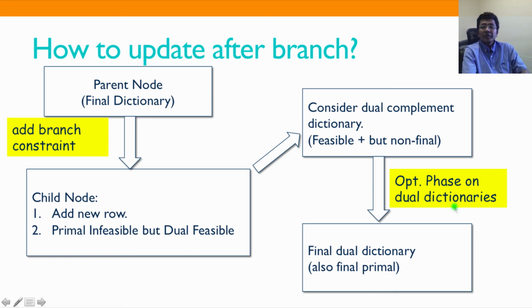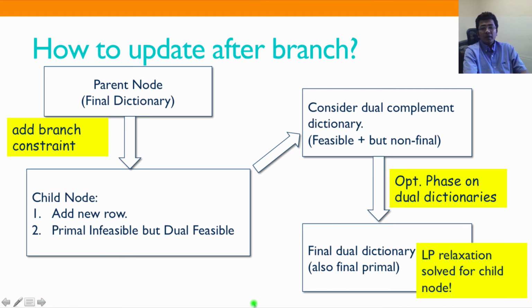Okay, so we do the optimization phase on the dual dictionary and we get to a final dual dictionary that's also, by strong duality, translates into a final feasible primal dictionary. Okay, that's how we avoid doing the initialization phase and just do one phase, which is the optimization phase. Okay, and therefore you get the LP relaxation solved for the child node and the answer for the child node.